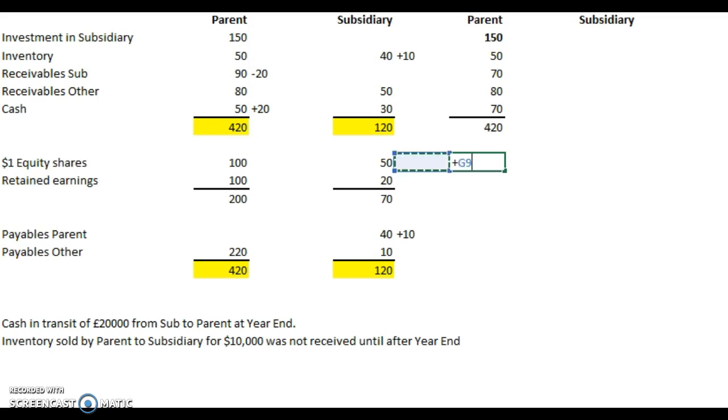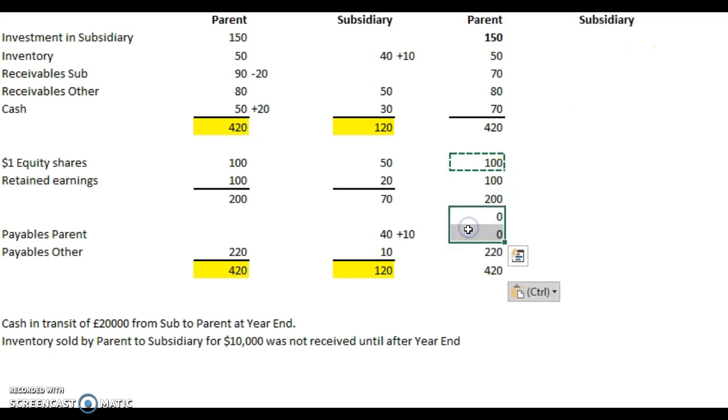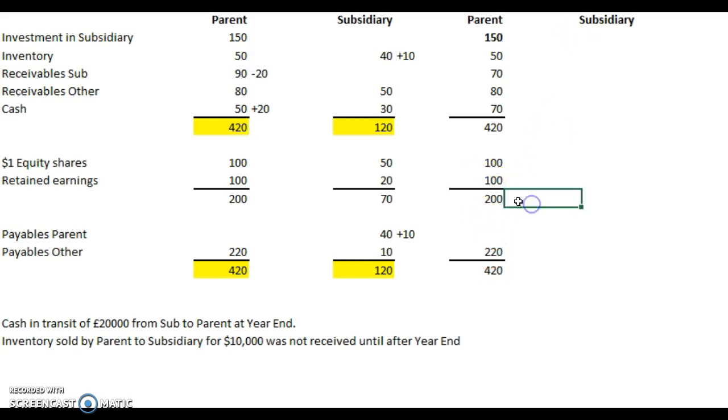These have not changed at all, so we can just bring in the whole lot. In fact, we can bring in the whole of that. Tidy that up a bit. So this section is exactly the same. Payables to other entities is unchanged. So that still balances, and that's fine at 420.